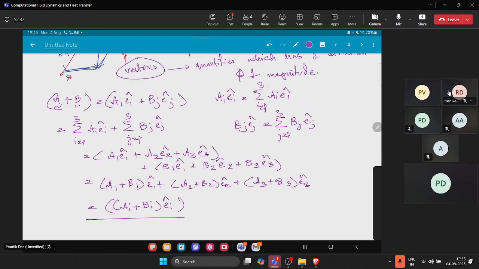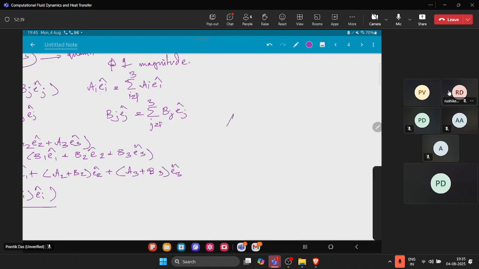So if I go to the physical interpretation of it, or I can go to the previous page also, this one is an a vector, and this one is a b vector. So a plus b is the addition of the two vectors, or the resultant vector itself.